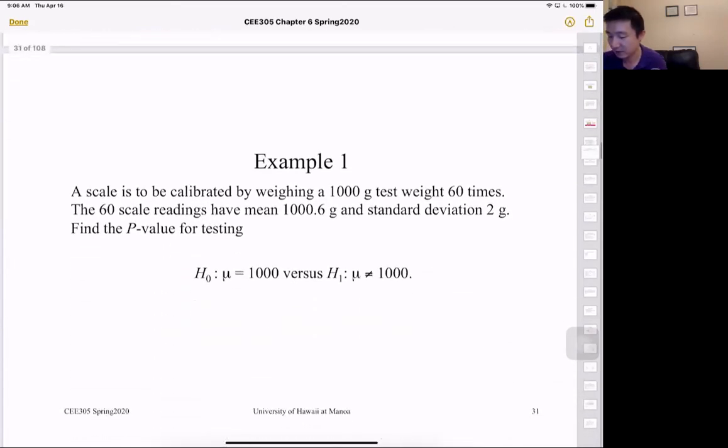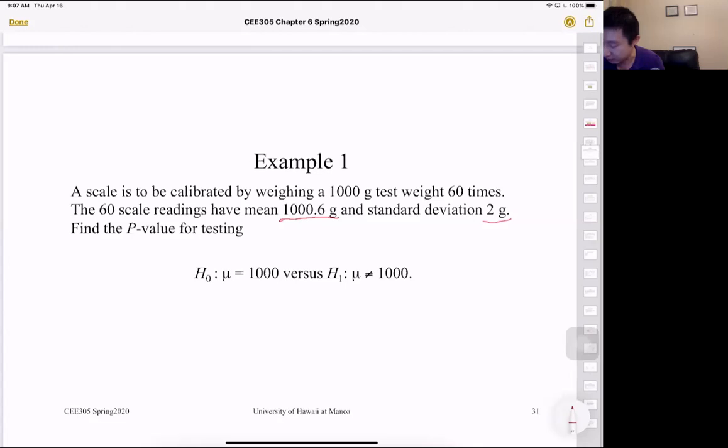Right. Here is the example. We have a scale to be calibrated by weighing a 1,000 gram test weight 60 times. And we have 60 scale readings with a mean value of 1,000.6 and a standard deviation of 2 grams. So we find the p-value for the testing.